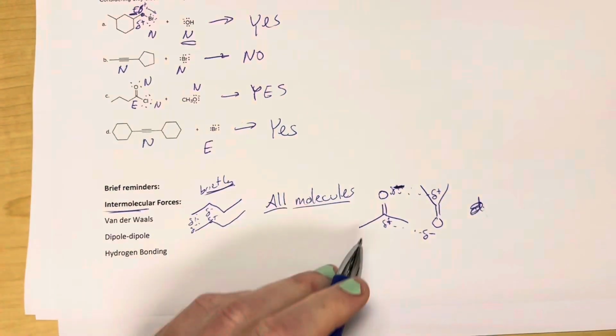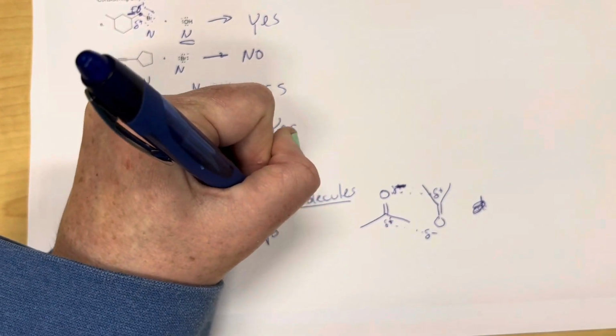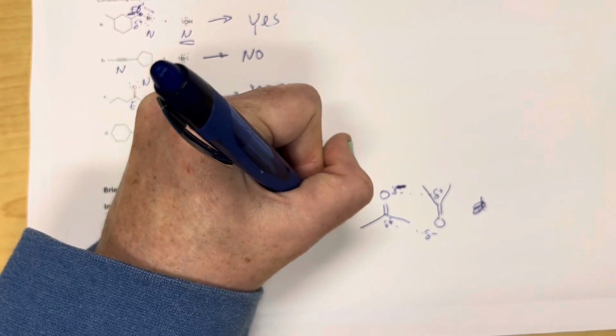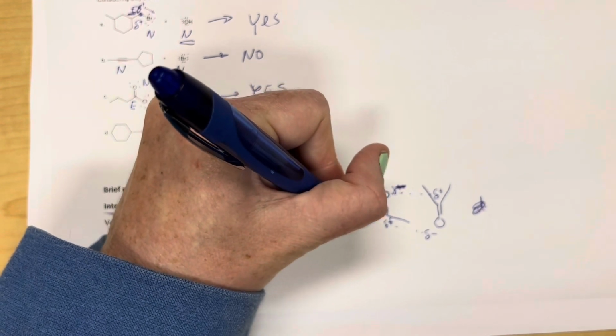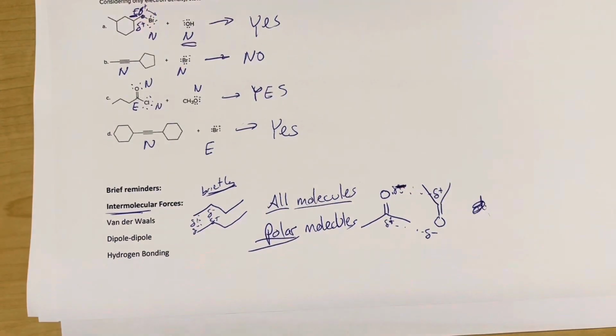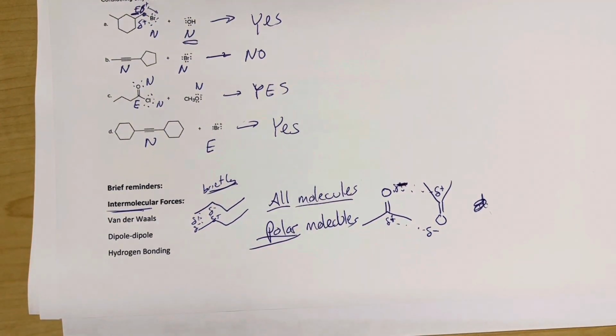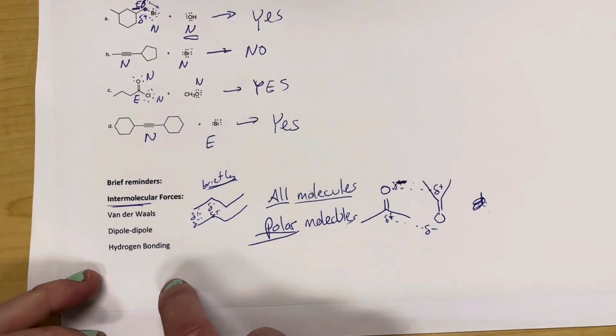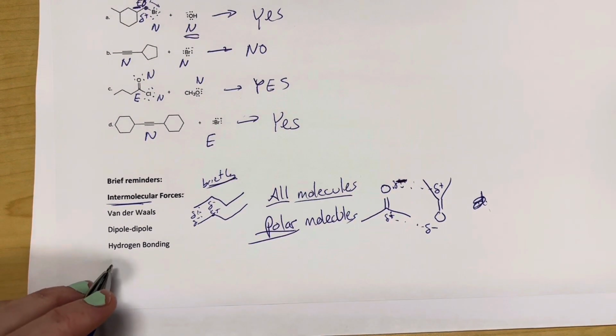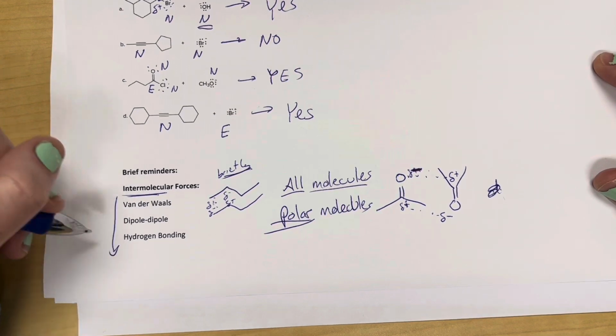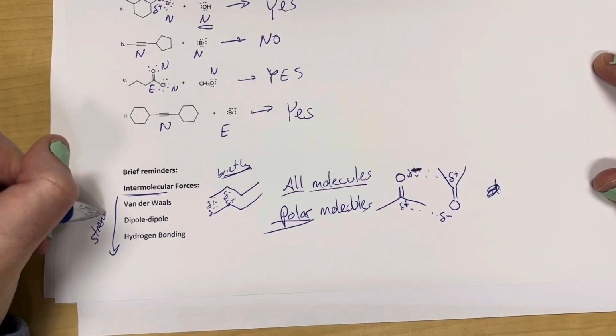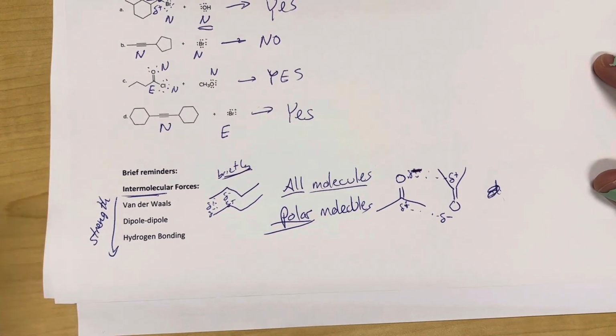You know that though, but it's between polar molecules. That's just what I really should write. So anytime you have a polar molecule, you're gonna have dipole-dipole forces. Hydrogen bonding is more specific. Hydrogen bonding is stronger. By the way, strength goes like this, where hydrogen bond is gonna be the strongest for now.